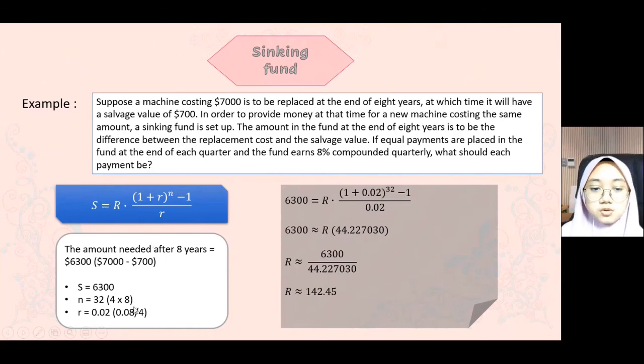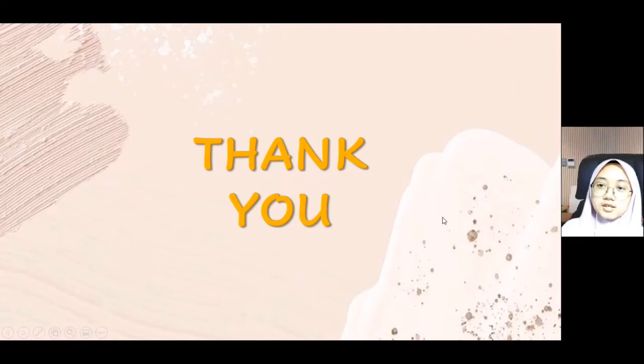So we just have to substitute all the information that we have found into the formula except R, because we didn't find R yet. So 6,300 will be S, which is the future value, and N will be 32 periods of time, and the interest rate will be 2% or 0.02. And we just calculate it, and then we will get $142.45.